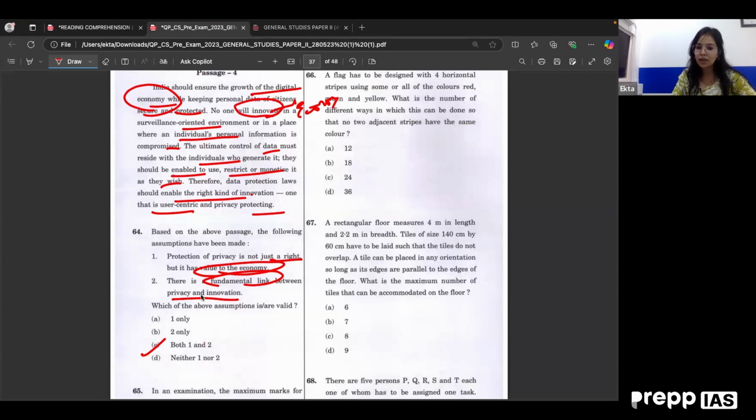There is a fundamental link between privacy and innovation. Definitely, if we read the statement that no one will innovate in a surveillance-oriented environment, where personal information is compromised or always at stake, there's a direct correlation. So we can say that there's a fundamental link. He's assuming this, and based on that, he's making this statement. So the answer is C, right?